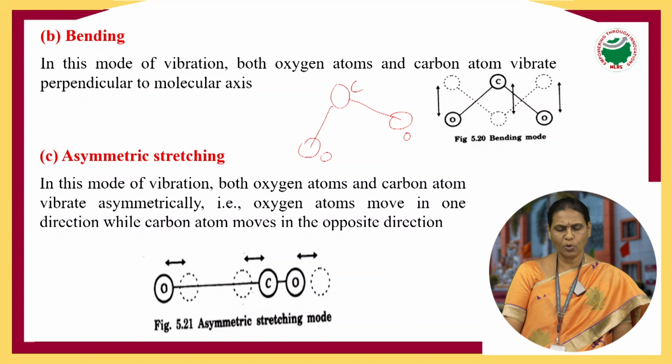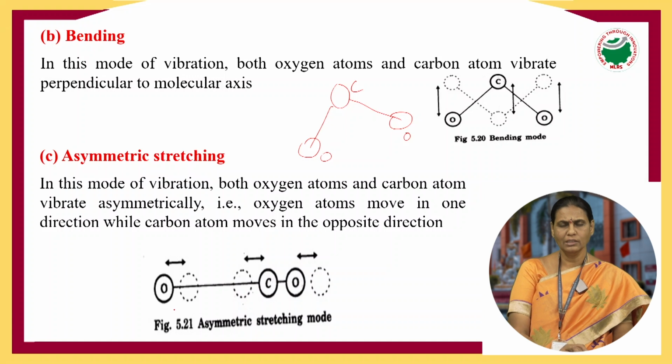Next, asymmetric mode of vibration. Asymmetric: the atoms are moving in different directions. In this mode of vibration, both oxygen atoms and the carbon atom vibrate asymmetrically. You can see this figure. Now see the direction of the oxygen atom. It is moving in one direction, and see the carbon atom. It is moving in the other direction.